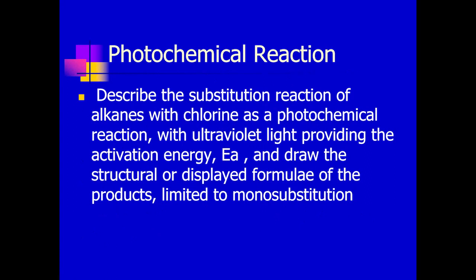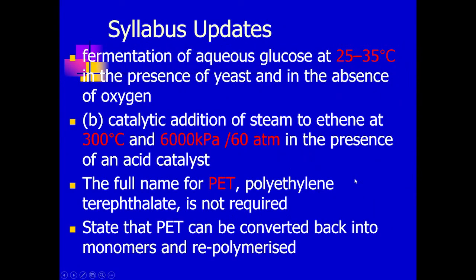Photo means light: photochemical reactions. Describe the substitution reaction of alkanes with chlorine as a photochemical reaction, with ultraviolet light providing the activation energy, and draw the structural and displayed formulae of the products, limited to monosubstitution. So you have to know how to write the substitution reaction of alkanes in the presence of sunlight.